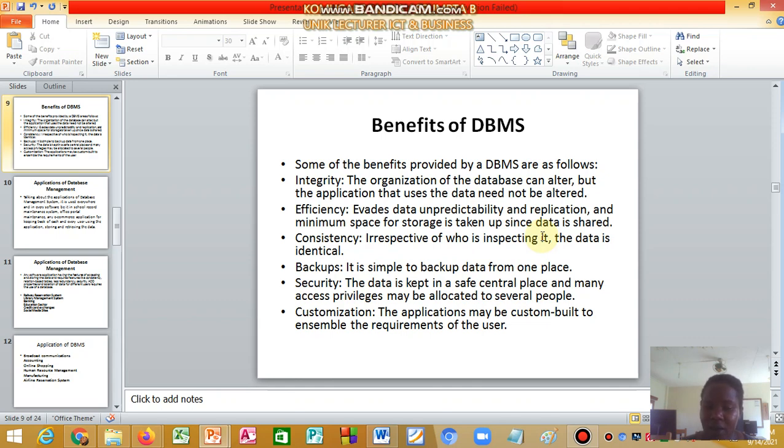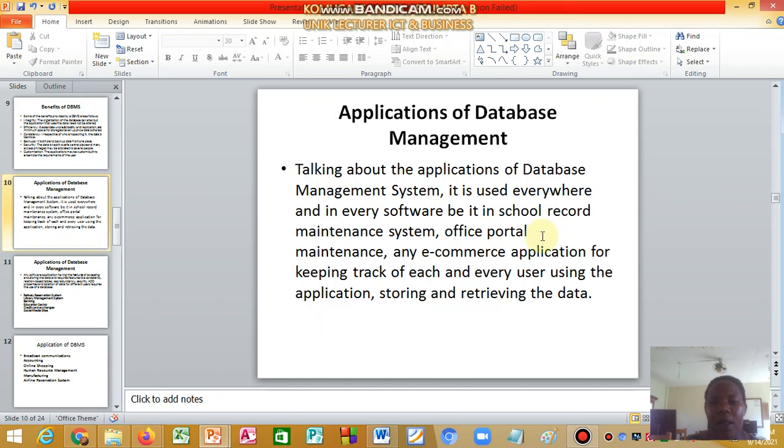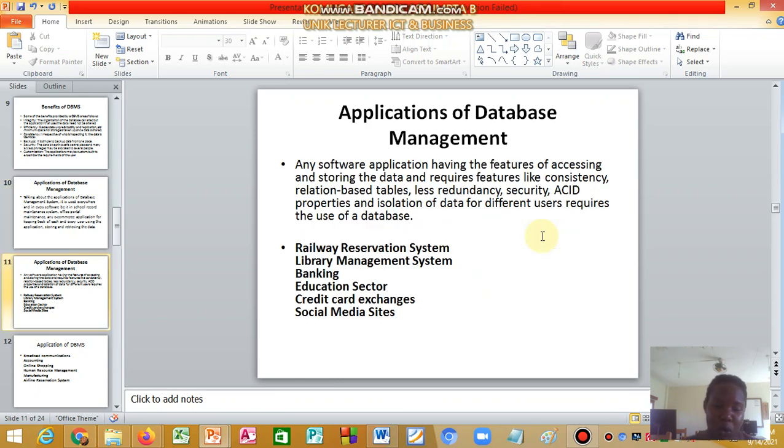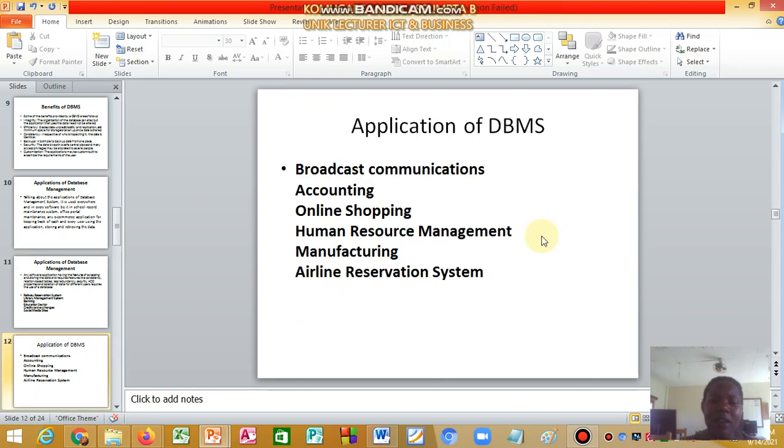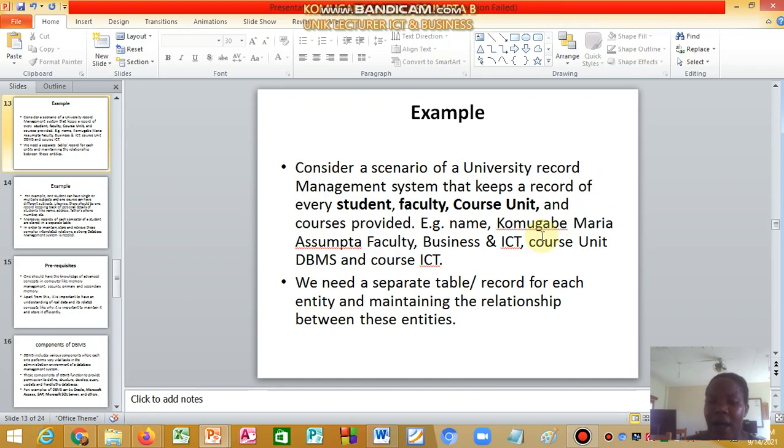Security, the data is kept in a safe central place. And customization. Then application: database management systems are applied in schools, in hospitals, railway banks, education sector, credit card exchanges, social media sites, broadcasting, accounting, online shopping, among other places.